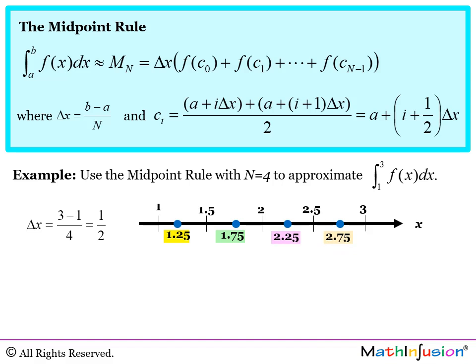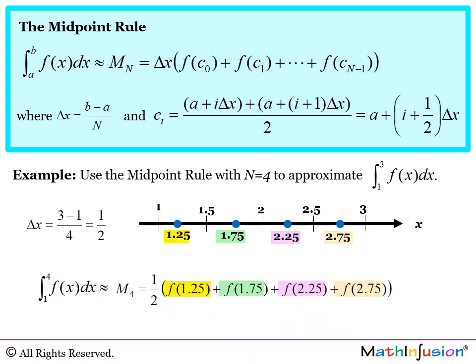Now let's just write the rule. The rule is just now telling me that M sub 4 is 1/2, which is the width, times f of the first point plus f of the second, f of the third plus f of the last point, which is 2.75.